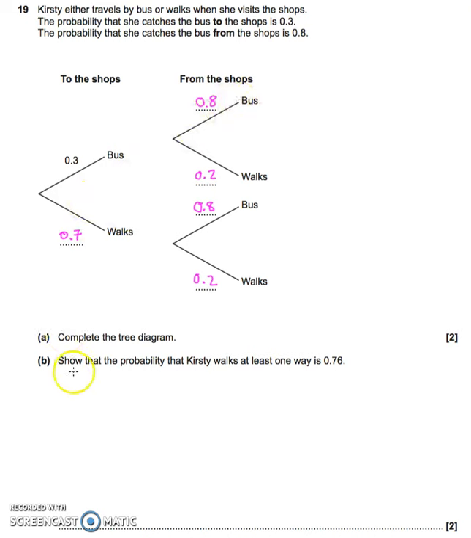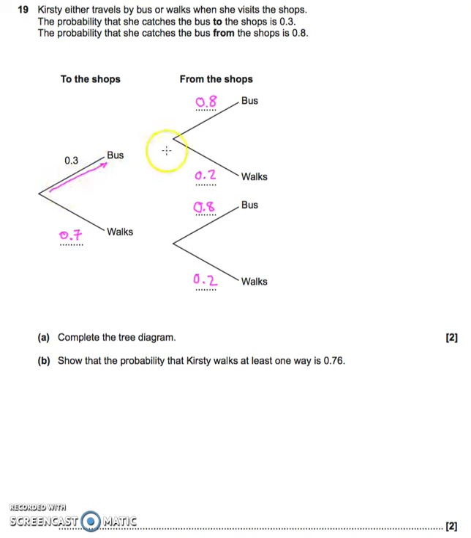We're not interested in that because we have to show the probability that Kirsty walks at least one way. So we don't want to know that way. We could use that way: multiply these two decimals together, and then minus that from 1. But I think the easier way to think about it is a little bit longer, but it's potentially easier, right?